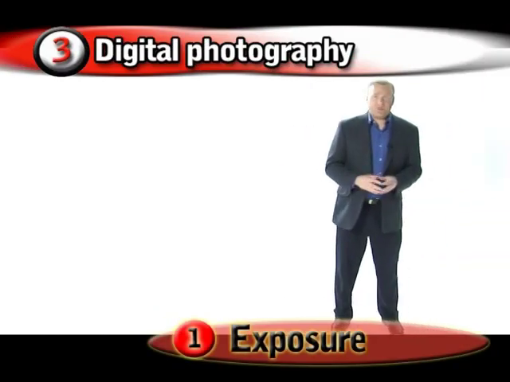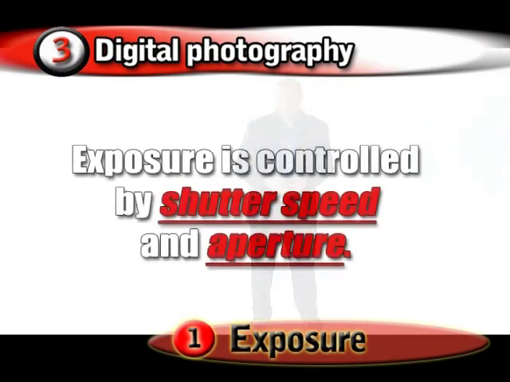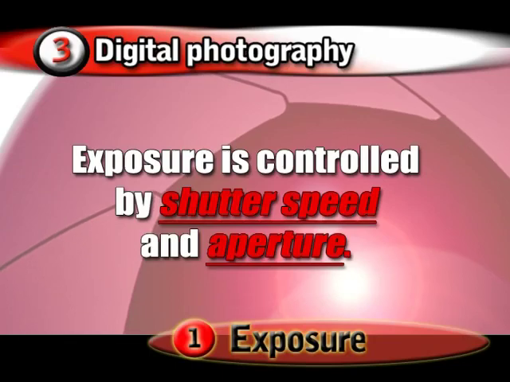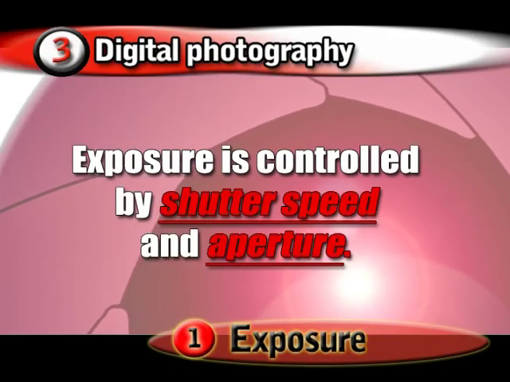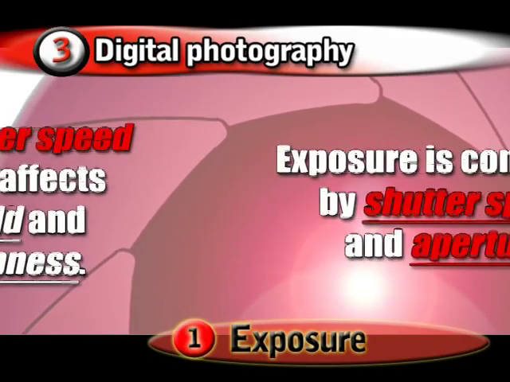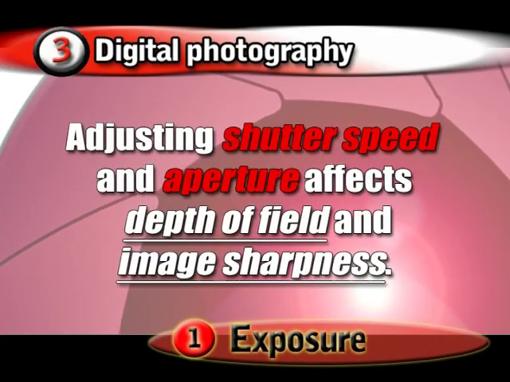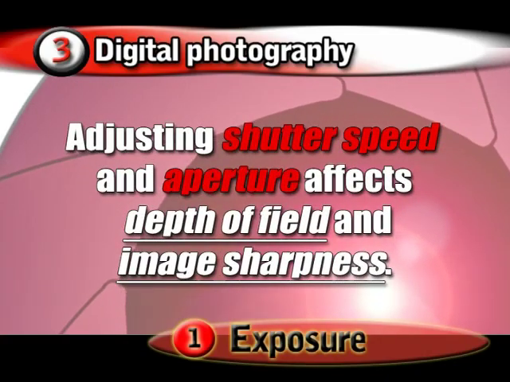Clearly, proper exposure is a major part of taking good pictures, and by changing the aperture and shutter speed, either with the automatic or manual settings, you can change the depth of field or the motion blur or sharpness while still keeping the exposure you want.